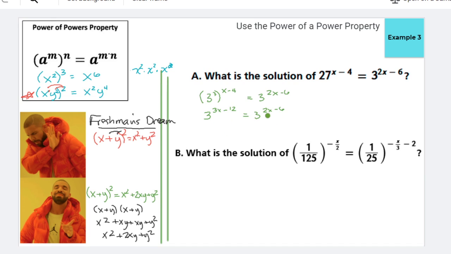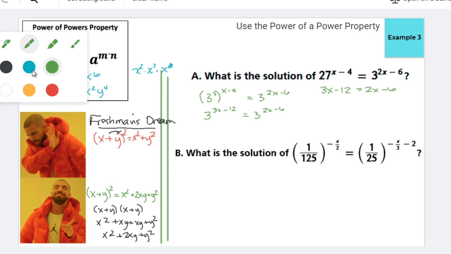And now we have that same situation that we had when we were doing the problems earlier, where we can take these exponents and set them equal to each other. And so that's exactly what I'm going to do. So 3x minus 12 equals 2x minus 6.